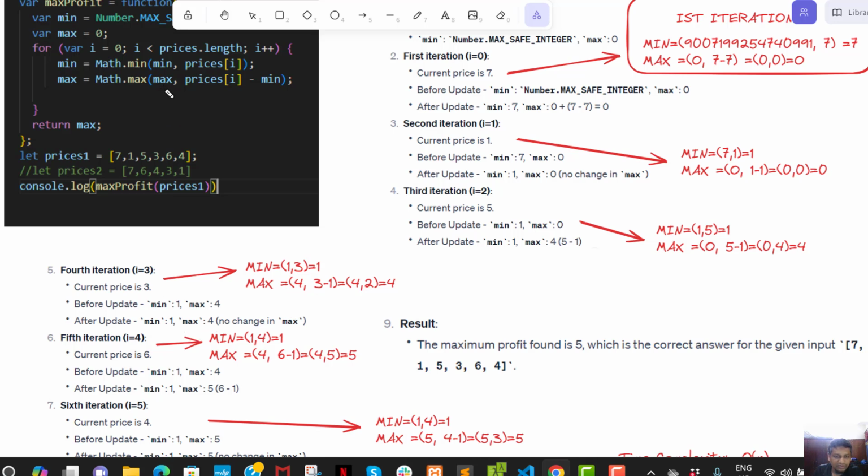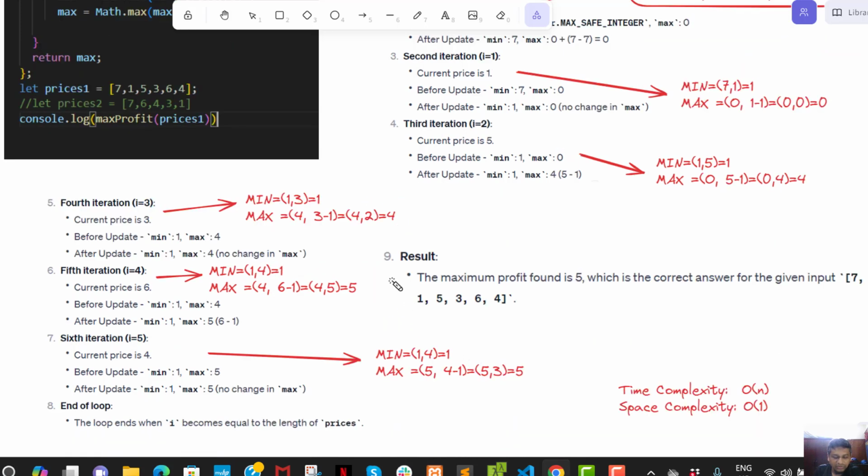Max means max. Currently max is 4, the current price is 3, and min is 1. So between 4 and 2, it's becoming 4. Still, my maximum profit is 4. So let's go for the fifth iteration.